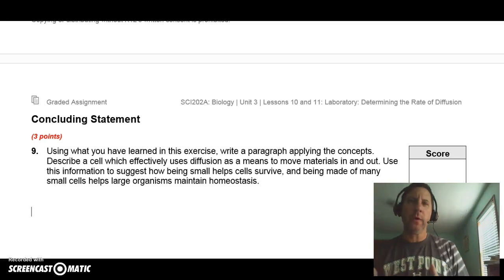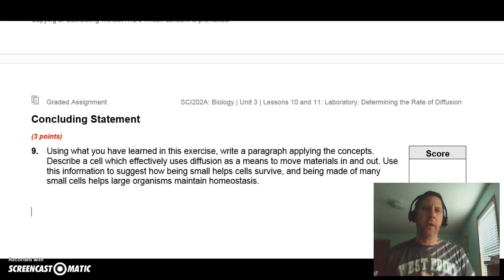One, we looked at diffusion. It was at a constant rate, whether the cube was big or small, whether the cell was big or small. And we're going to look at what that means and why it's important. And this is one of the questions.